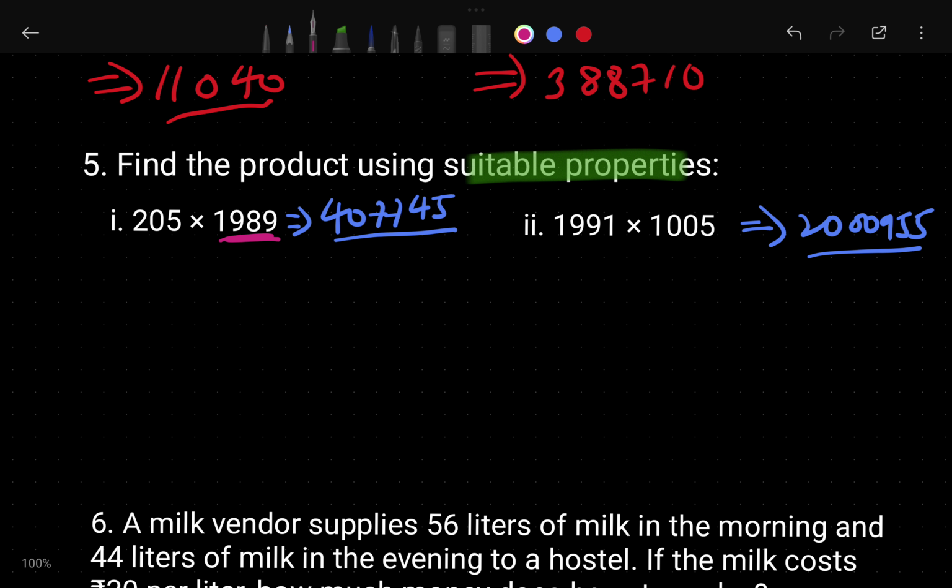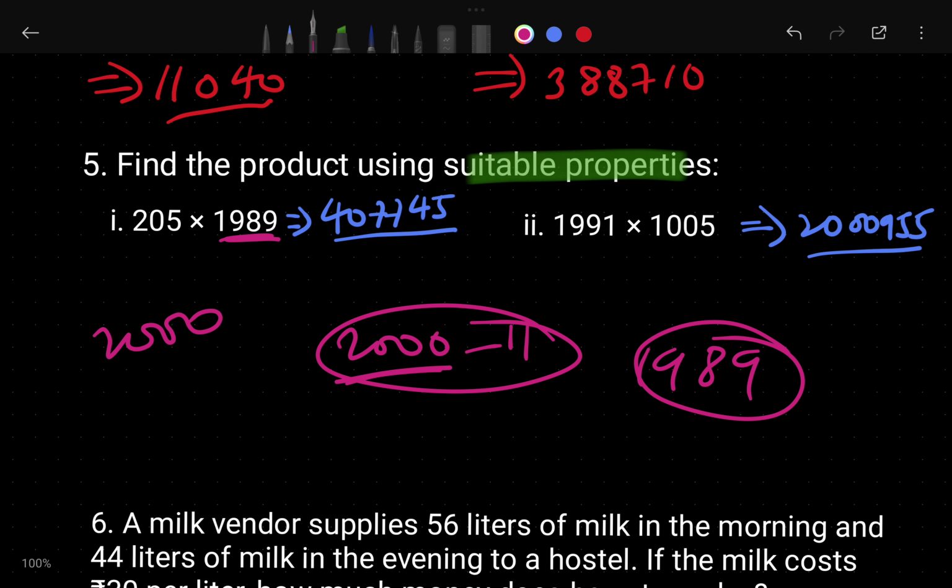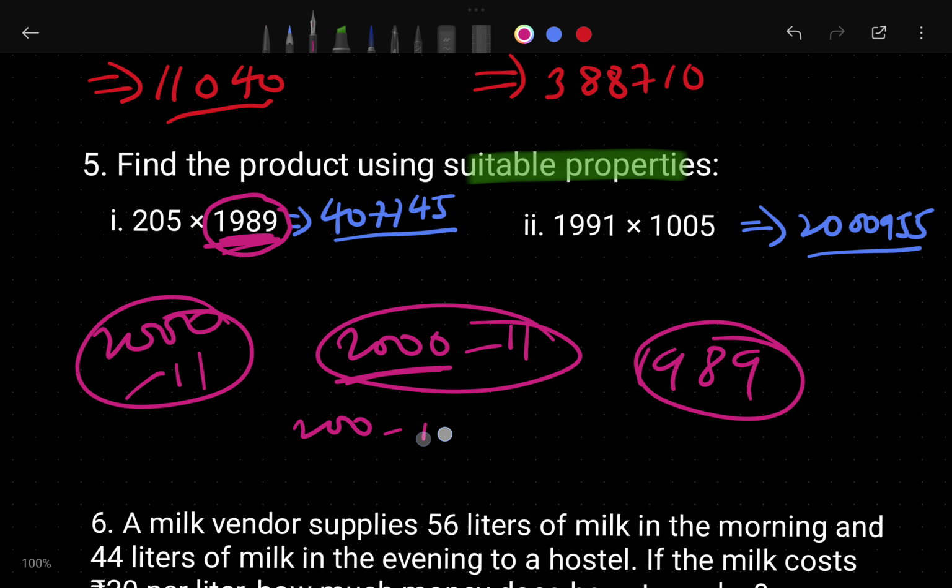This is 1989. Let's think of this as 2000. In 2000, if you minus 11, what will be the answer? It is going to be 1989. Same only. I have a 2000, and when I subtract 11 from it, the answer will be that one only. So apart from taking 1989, I am taking 2000 minus 11, because it is suitable. Okay, I'm going to erase this.